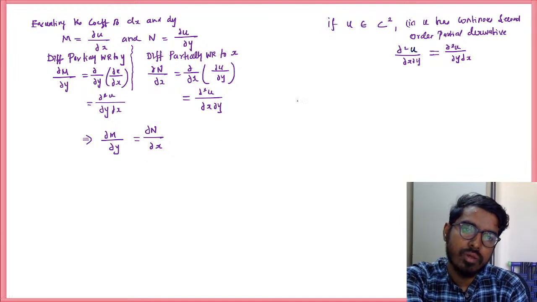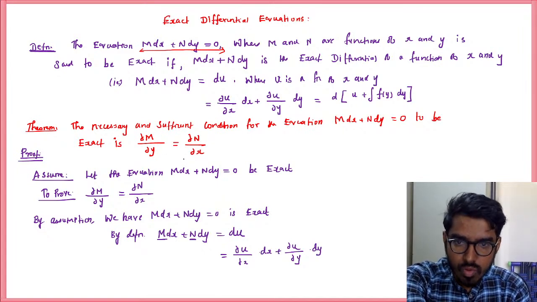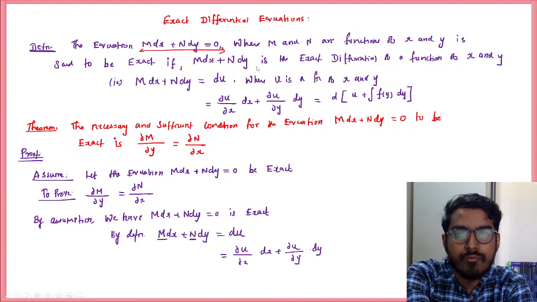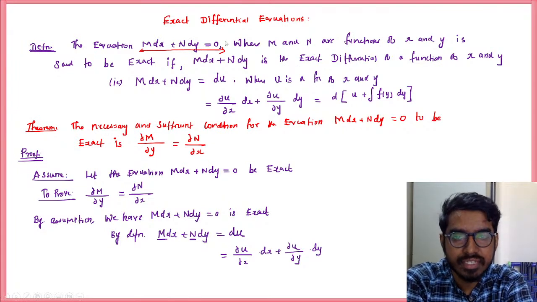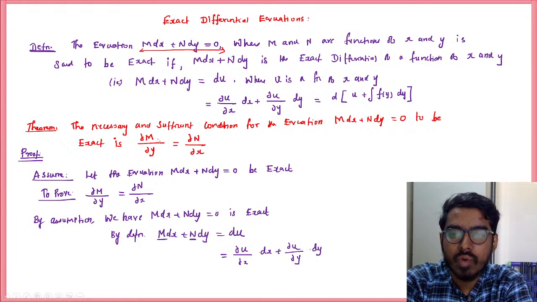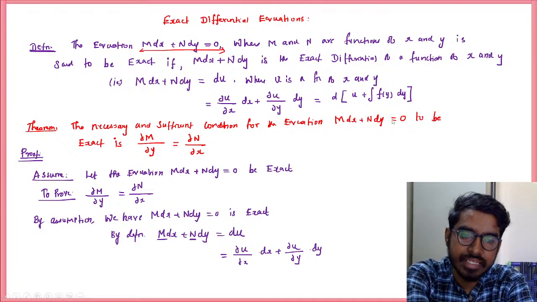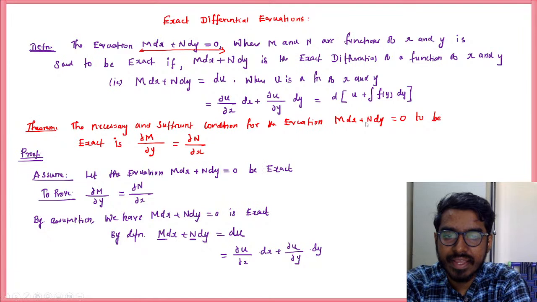Now we'll prove the converse part. I'm assuming that this is exact, and I have proved that ∂M/∂y is equal to ∂N/∂x. So, without using the definition of showing whether the equation M dx plus N dy is equal to 0 is exact, we are introducing a very simple but very powerful theorem: this equation is exact whenever ∂M/∂y is the same as ∂N/∂x. How have we proved it? My assumption is that this is exact.